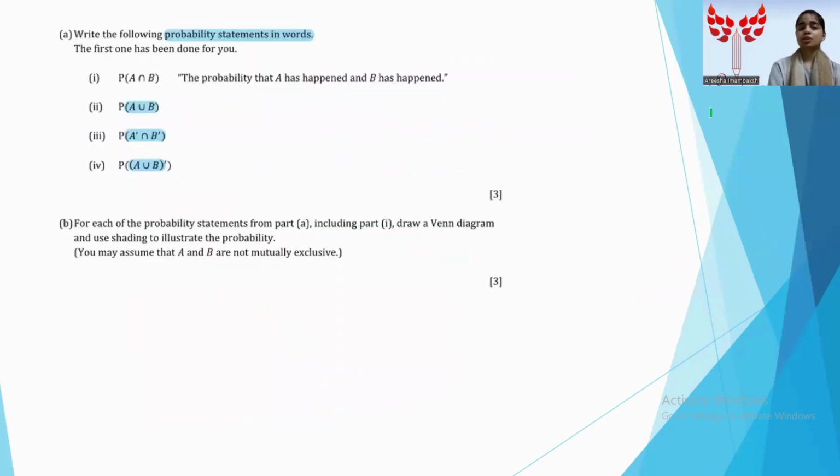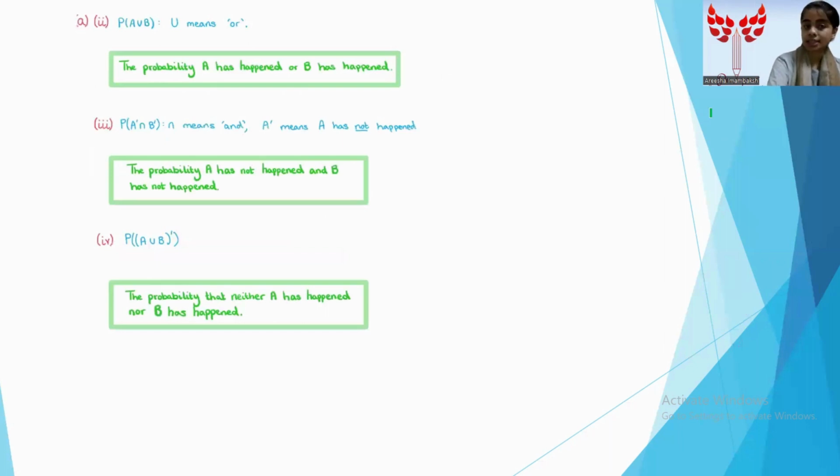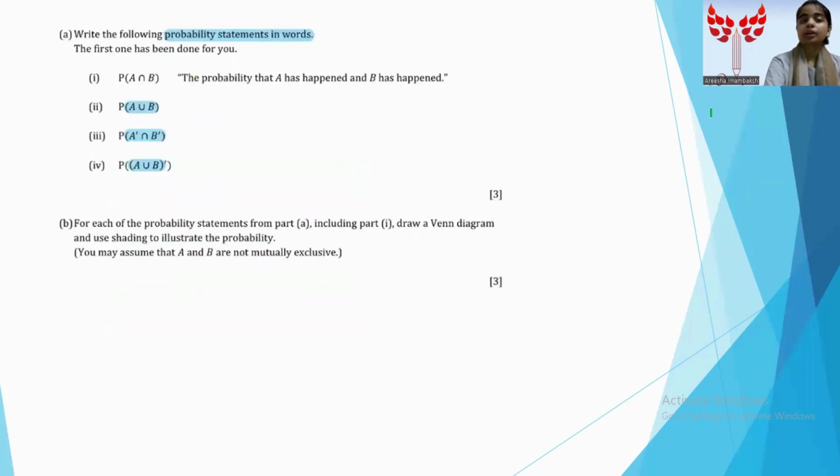All right, we have a question here. Write the following probability statements in words. This is the probability that A has happened and B has happened. This is intersection. Probability of A union B will be the probability that A has happened or B has happened. This is or. This is A complement intersection B complement: the probability that A has not happened and B has not happened.